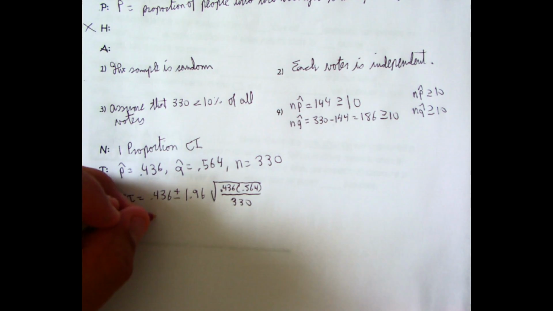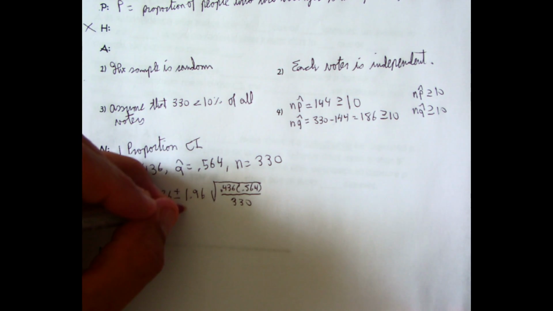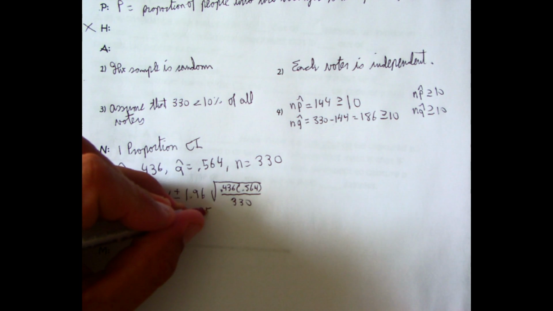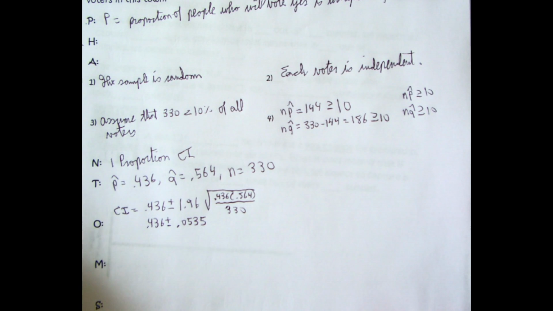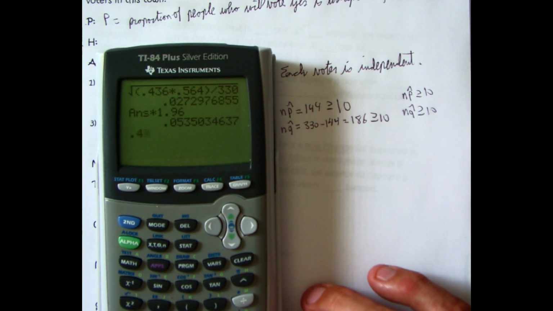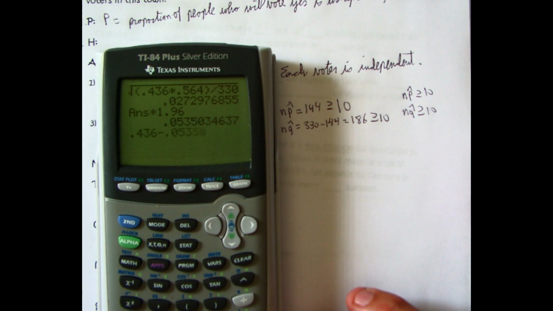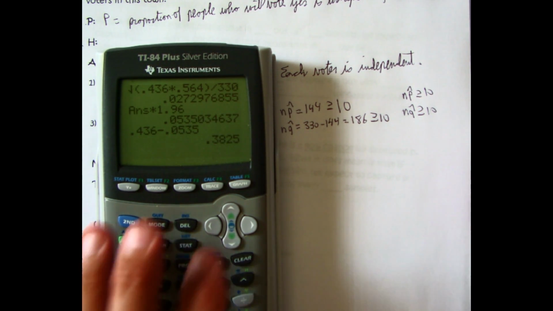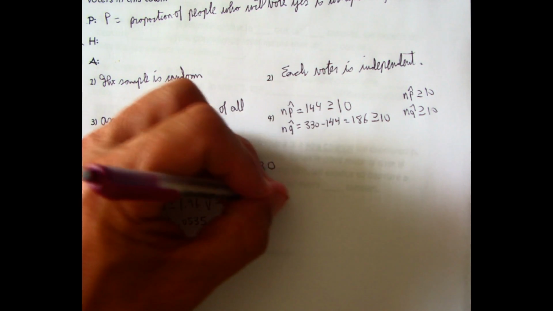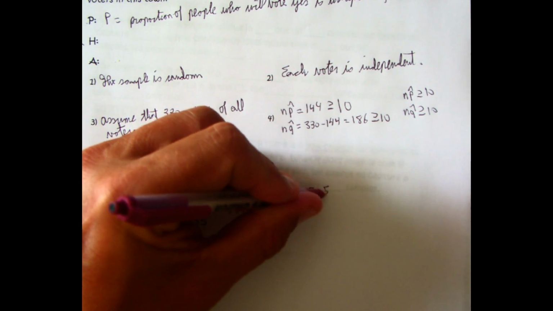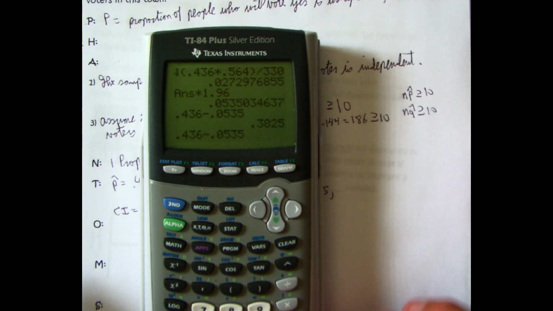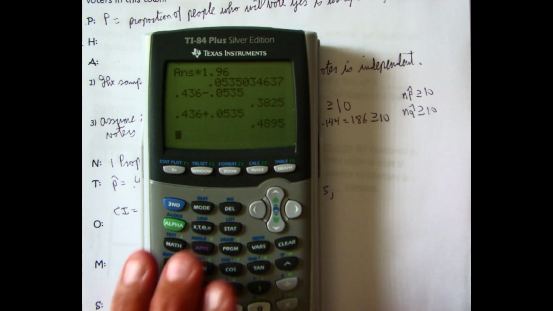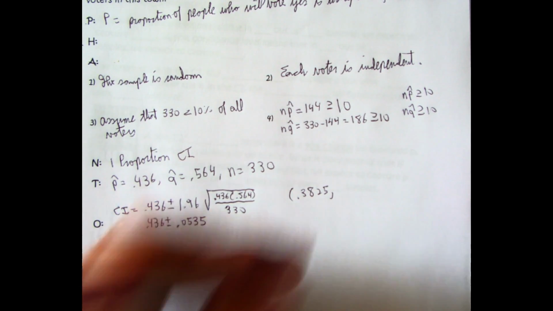So my confidence interval is going to be 0.436 plus or minus 0.0535. So I do 0.436 minus 0.0535, and that's 0.3825. So that's my lower bound because I subtracted. And now I'm going to do 0.436 plus 0.0535, and that's 0.4895.